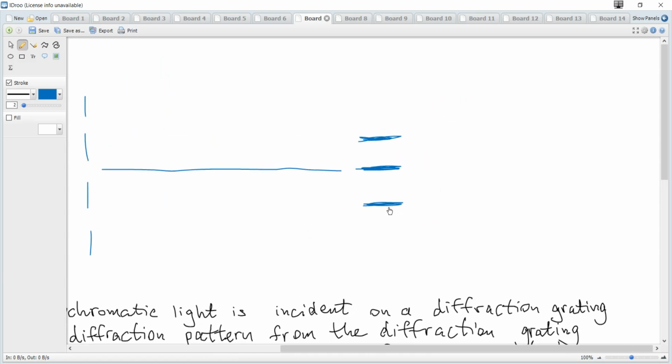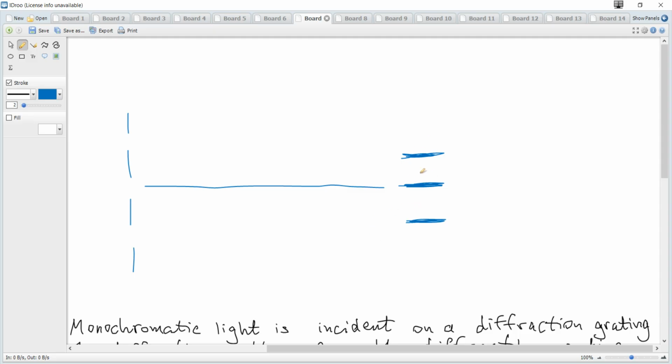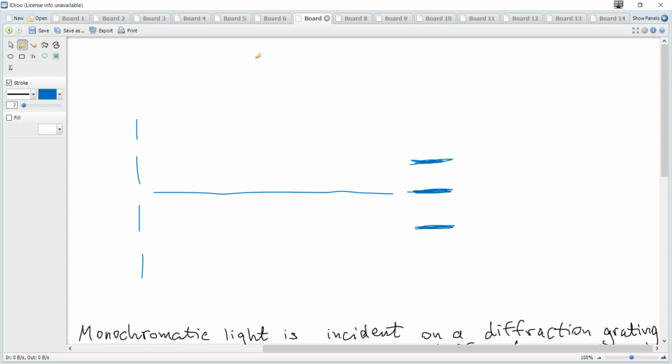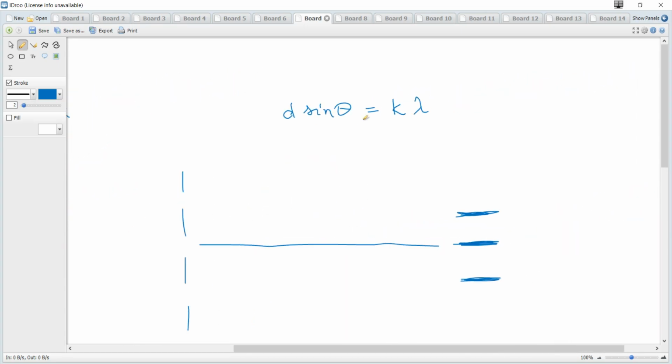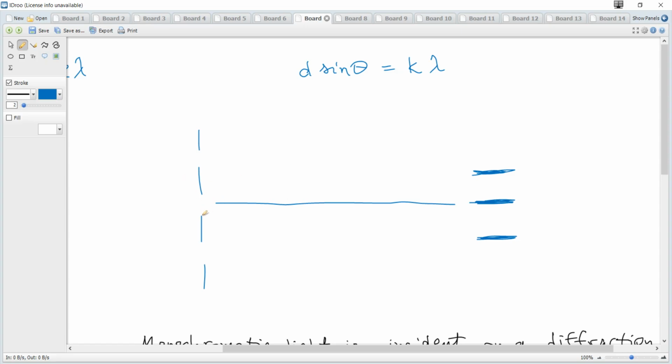And for the angular position of the corresponding bright fringe, we use the formula d sine theta is equal to k lambda. For one slit, the formula b sine theta is k lambda is for dark fringes or minima, and this one is for maxima or bright fringes. Actually there are only bright fringes. And what is d? d is the distance from this to this. For example, for one it's this angle theta.